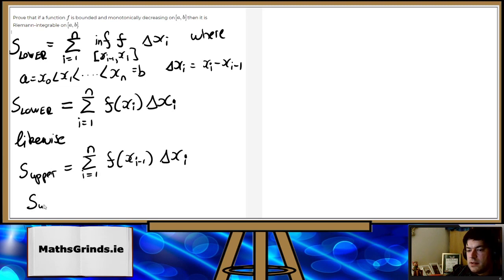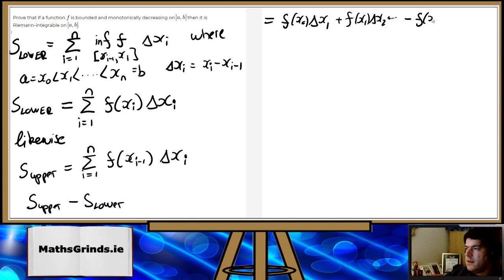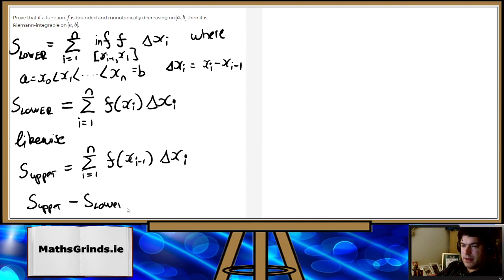Now let's have a look at S upper minus S lower. I'll just start it up on the top here. S upper would be f of x0 delta x1 plus f of x1 delta x2, etc. And then minus the lower, which is f of x1. Oh, no, actually, I won't do it that way. That's a little bit messy. I'm not going to write all the terms out.